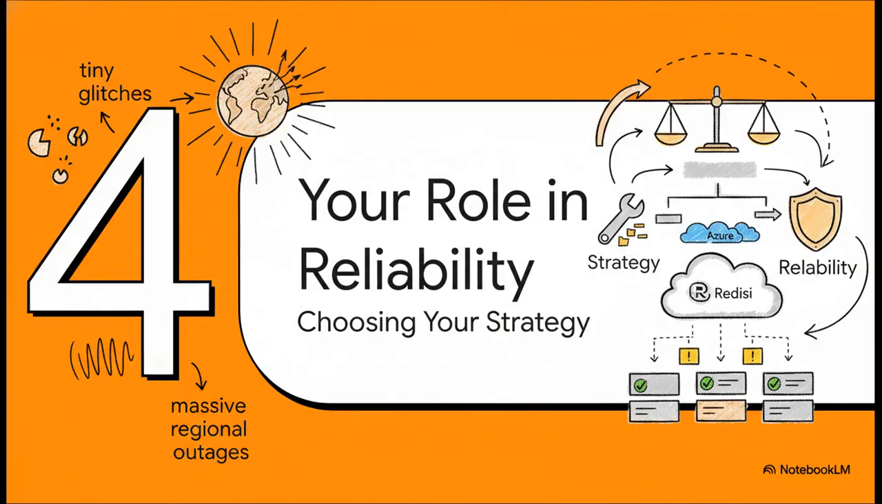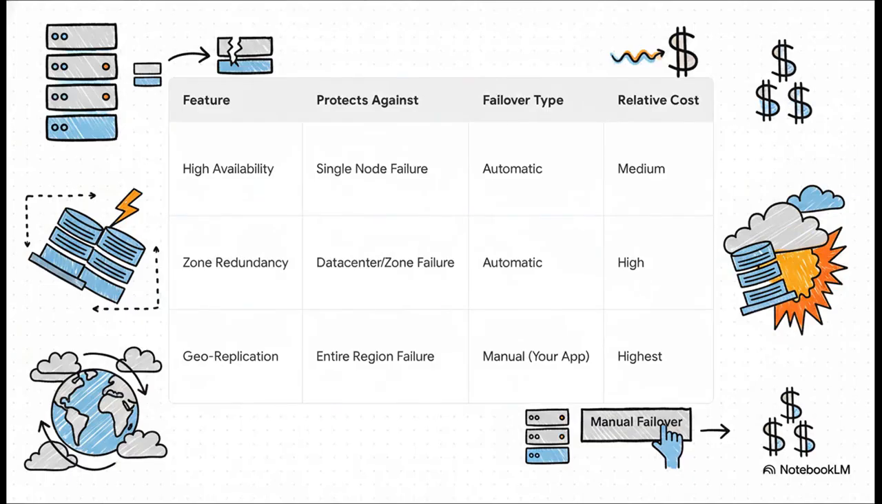So we have covered a lot of ground here, from the tiniest network glitches all the way up to massive regional outages. Now let's just pull it all together and talk about how you actually choose the right strategy for your app. Because this stuff isn't one size fits all. It's really a series of choices and trade-offs that you have to make. This table really sums it up perfectly.